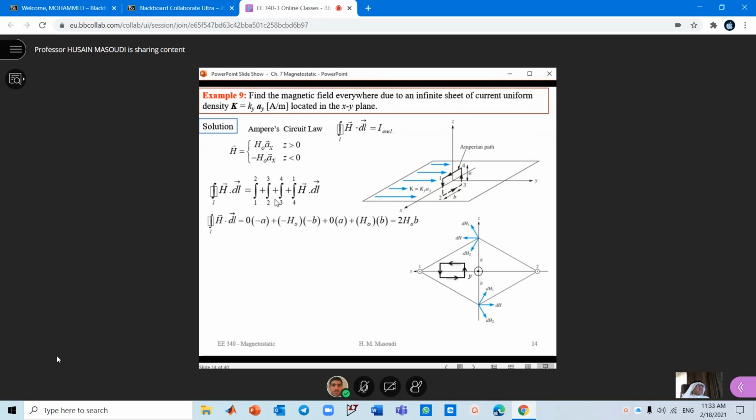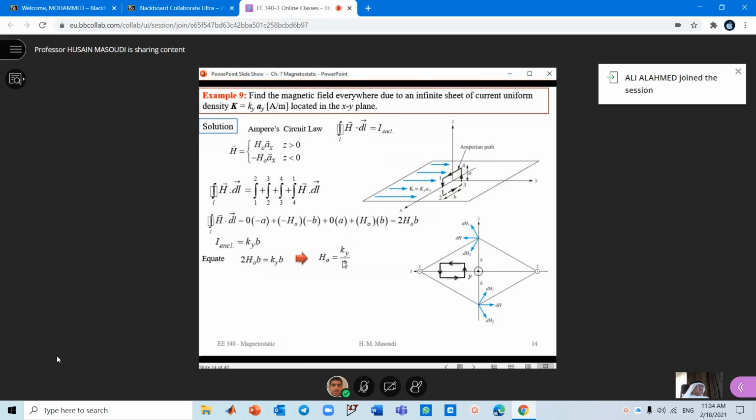So this is the left-hand side of this integral, and this must be equal to the current inside. How much current do we have inside? Current I, remember, in ampere. But this is given as ampere per meter, which is current density per unit width. So if I multiply by b, this is our b here. The right-hand side is going to be equal to Ky multiplied by b. And then from that, we can solve for H0. So H0 is going to be equal to Ky, the current density magnitude, divided by 2. So now we found H0.